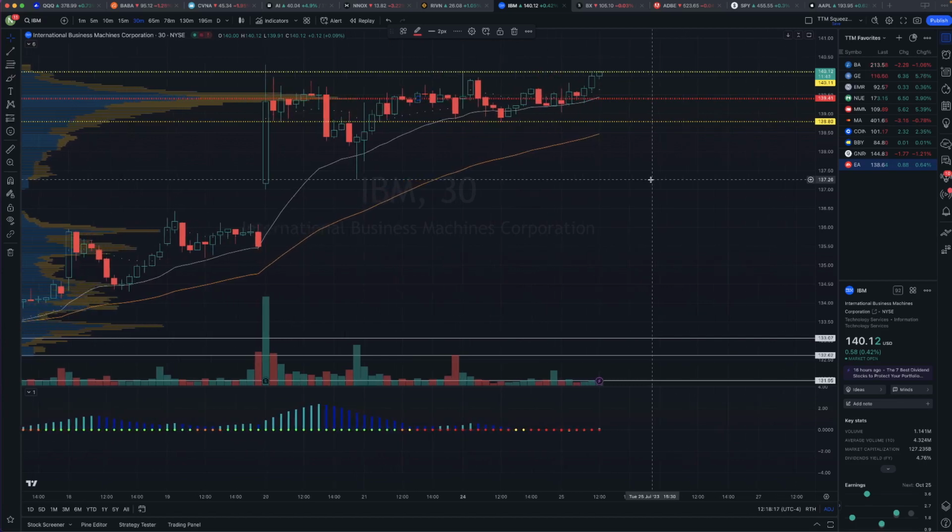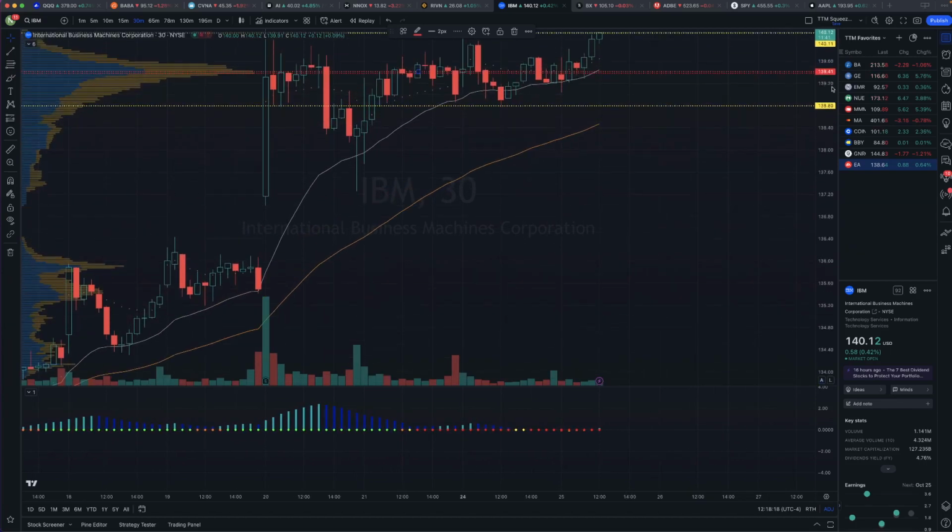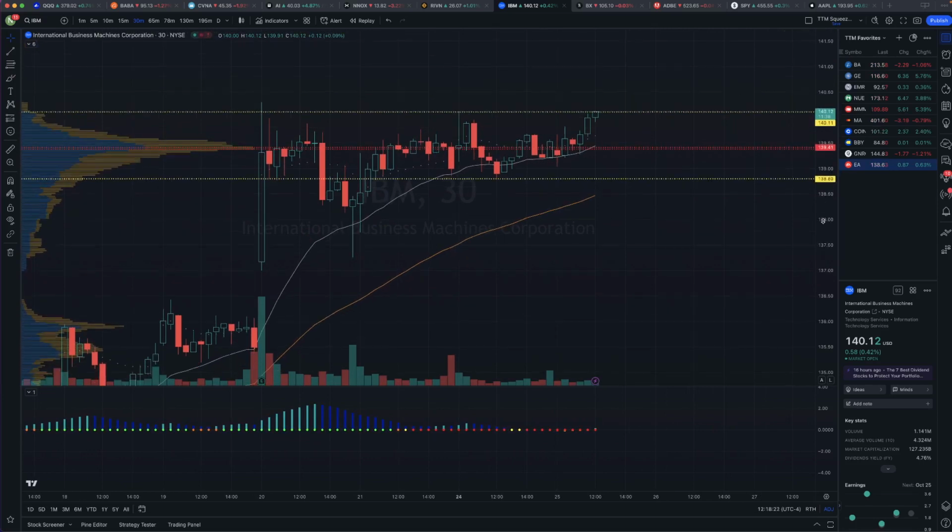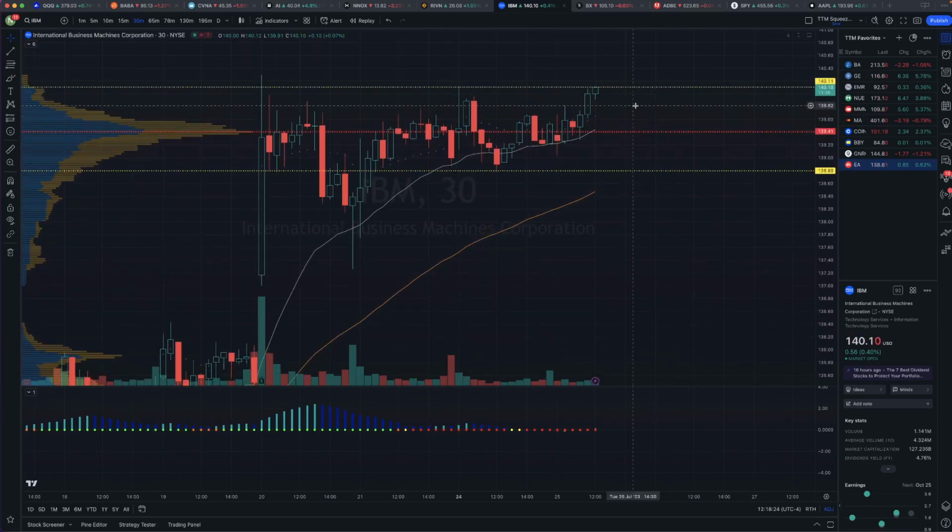And we're looking right up into resistance. So this is not the spot.